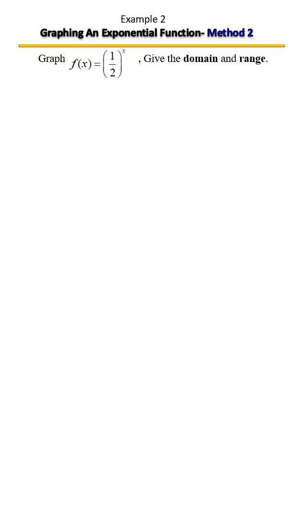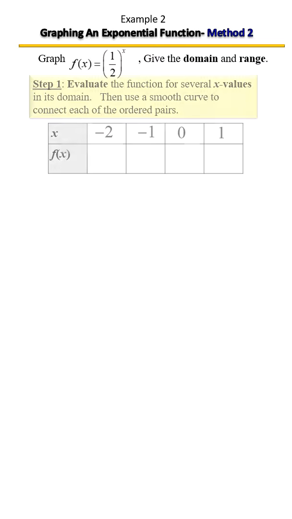In part 1, I showed you how to graph an exponential function using the 3 points that are always on the graph. And now we're going to do another method, which is evaluate the function for several x values in its domain. So here we're going to plug in a few values. We'll plug in -2, -1, 0, and 1 into the function. So let's start with the first one. We're going to remove the x and replace it with -2.